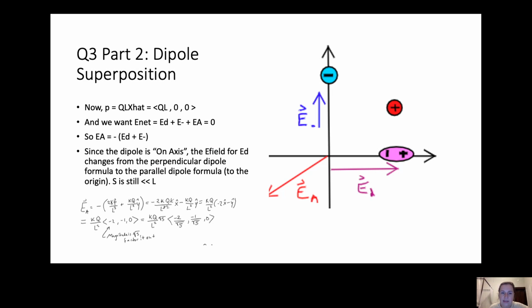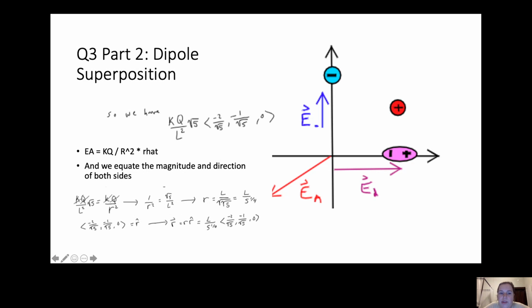So now that the dipole is on axis, the E field for E_D changes from the perpendicular dipole formula to the parallel dipole formula at the origin. s is still less than L. So here you'll see the math done for the electric field of A, where we're now inputting negative parentheses E_D plus E negative, those formulas, and then working out and canceling some of the variables here. We then add in the magnitude, which is the square root of 5, and factor that out. So you're multiplying everything times root 5 over root 5. And then you'll see here, we have kq over L squared times root 5 times the vector (negative 2 over root 5, negative 1 over root 5, 0).